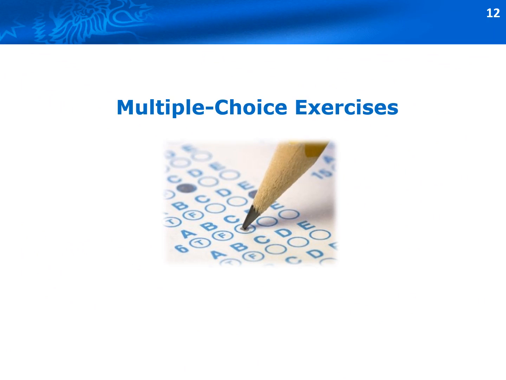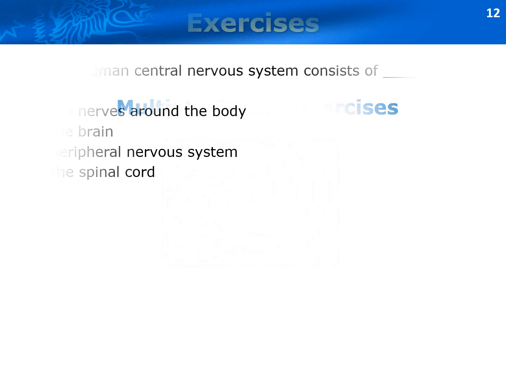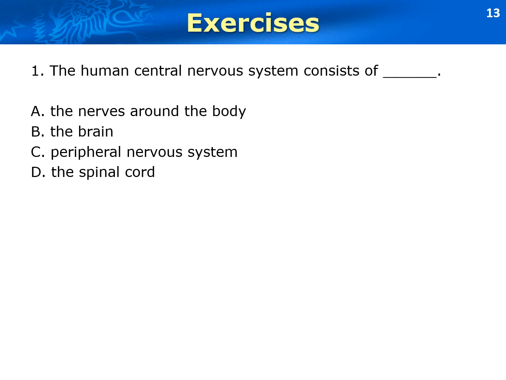Before ending this session, let's do some multiple choice exercises to reinforce what we have learned so far. Question 1. The human central nervous system consists of A. The nerves around the body. B. The brain. C. Peripheral nervous system. D. The spinal cord. To answer this question, let's look at this picture.